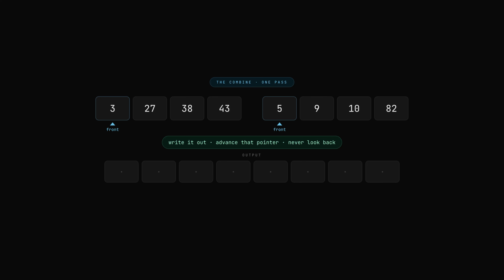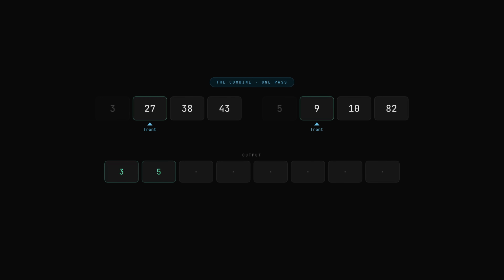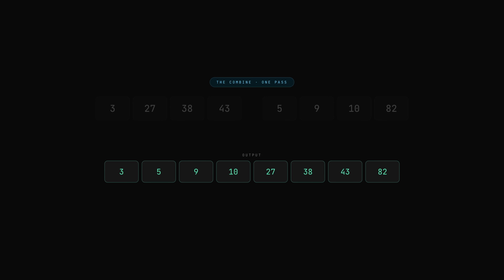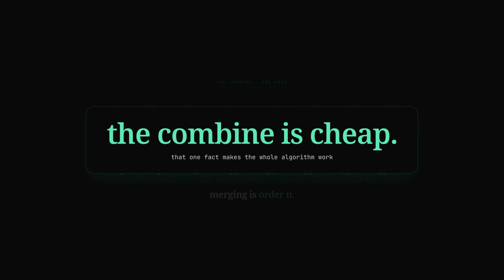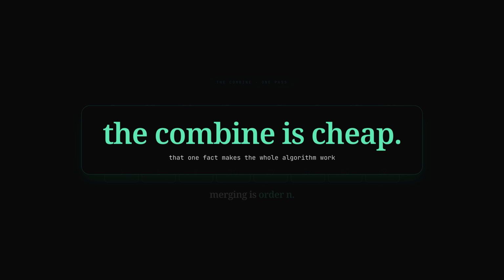Write it to the output, advance that pointer, never look back. Watch. 3 versus 5. 3 goes out. 27 versus 5. 5. 27 versus 9. 9. Then 10. Then 27. 38. 43. And the left half empties. Copy the 82 across. Done. 8 elements, 7 comparisons, 1 pass. Merging is order n. The combine step is cheap, and that one fact makes the whole algorithm work.